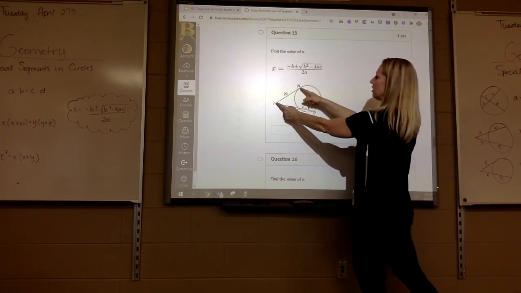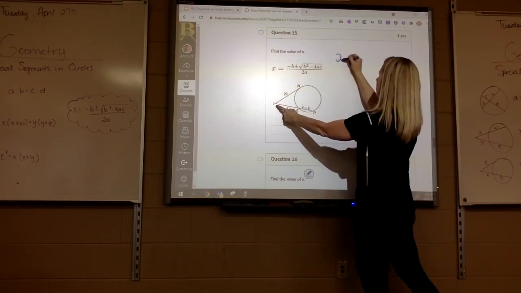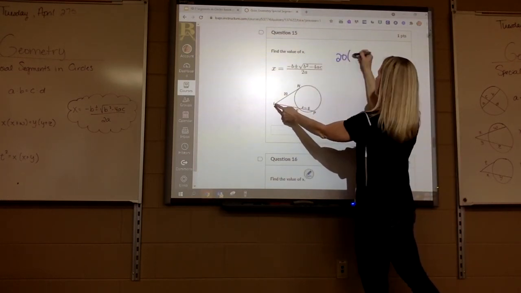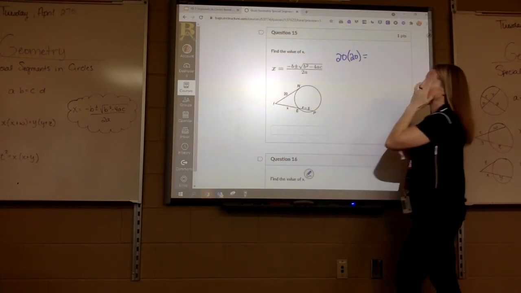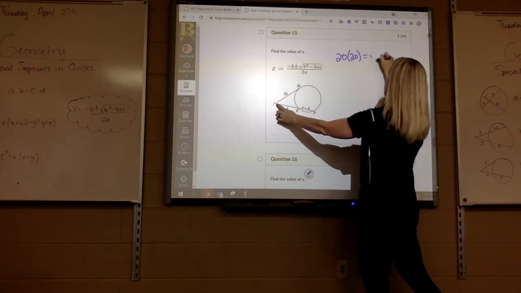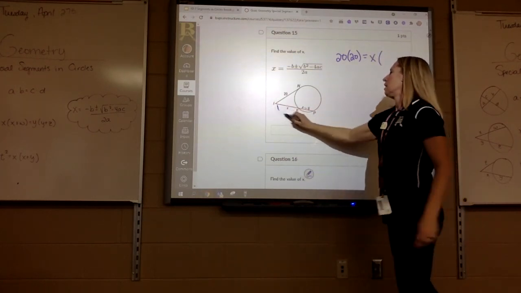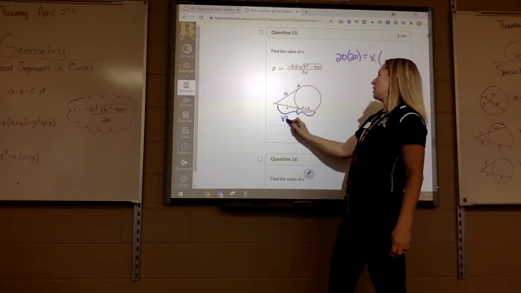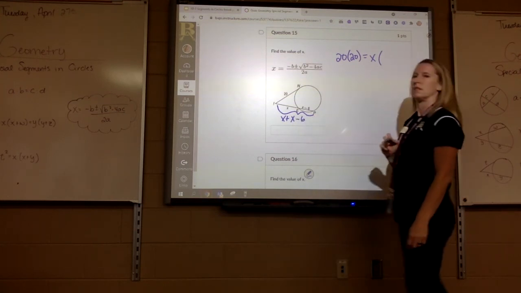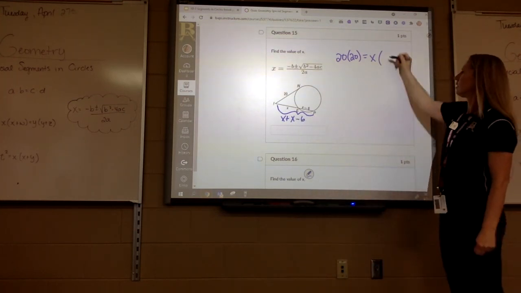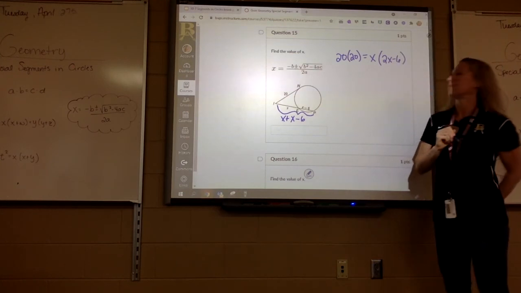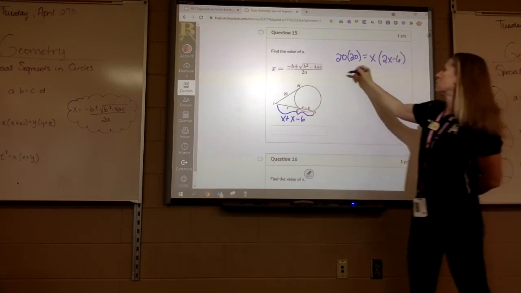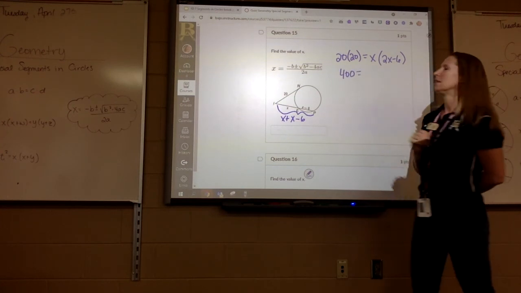Okay, so outside piece 20 times the whole length, which is also 20, equals outside piece x times the whole length, which would be x plus x minus 6. So what is that? 2x minus 6, yeah. So 20 times 20, 400.